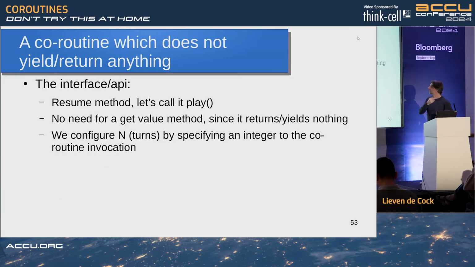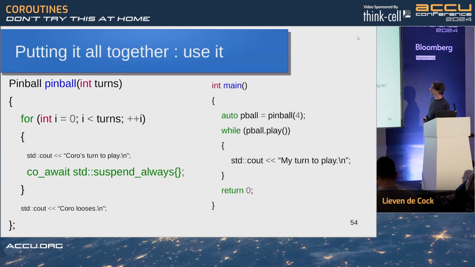The resume method, next song, now let's give it a call. Let's call it play. It's not going to give us anything back, so there is no need for a value method to fetch something. That's great, less work. And the end turns, how many times a coroutine is allowed to play, that's, let's say, the function call argument of the coroutine. Before we had two, the type of music and how many songs.